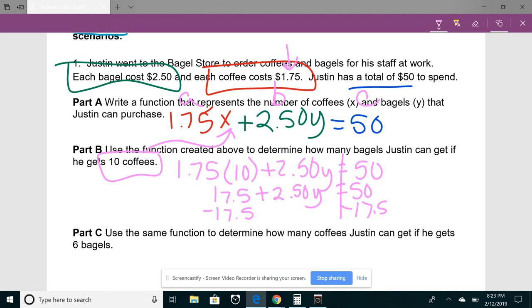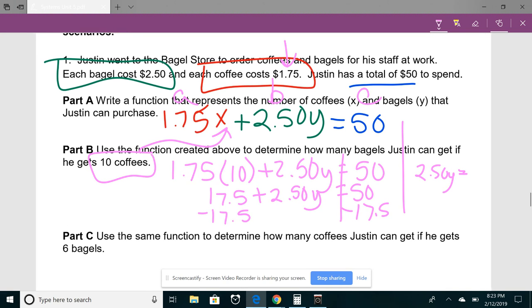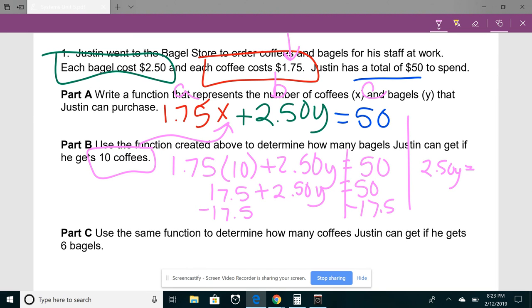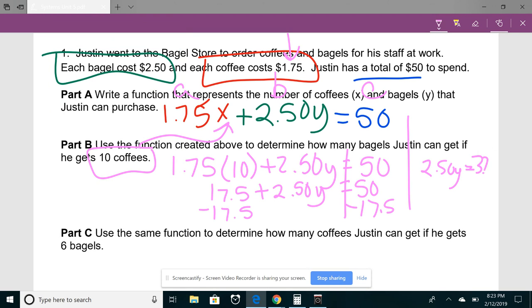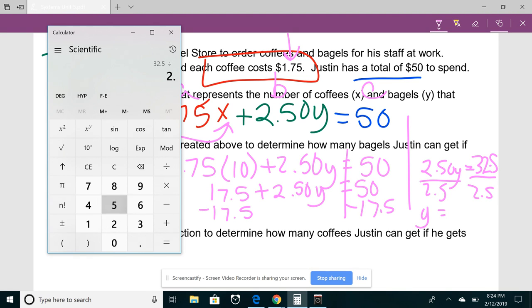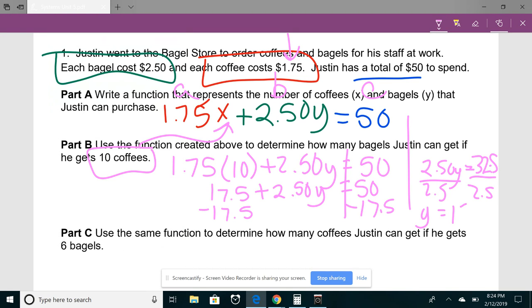2.50y. I'm going to do this over here. Equals 50 minus 17.5 is 32.50. Divide both sides by 2.5. And you get y is 13. So that means there are 13 bagels.